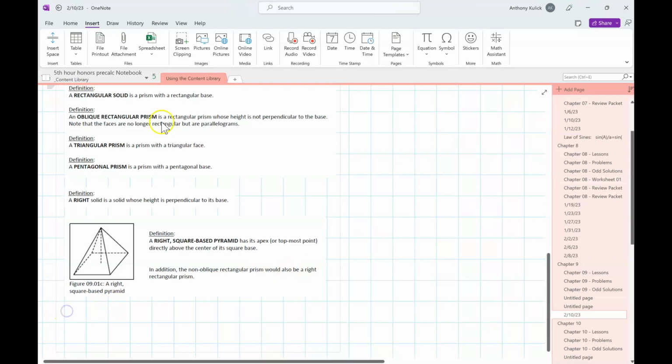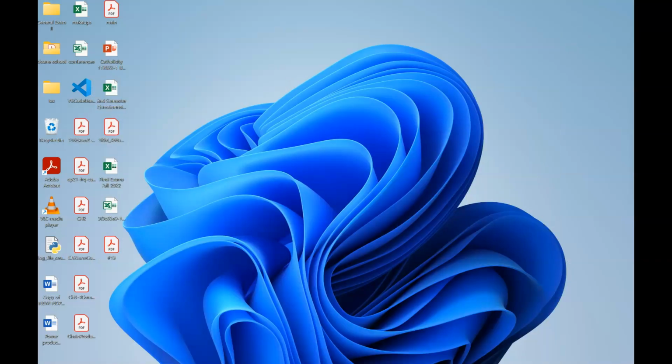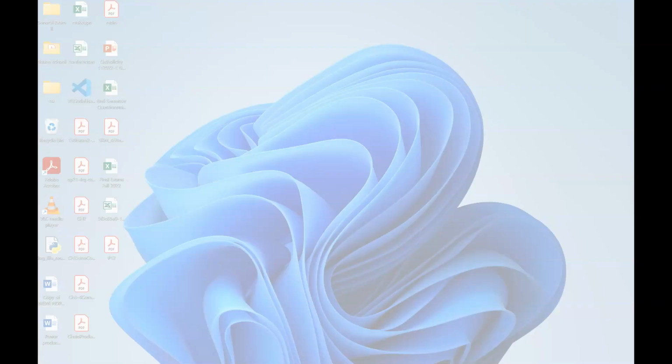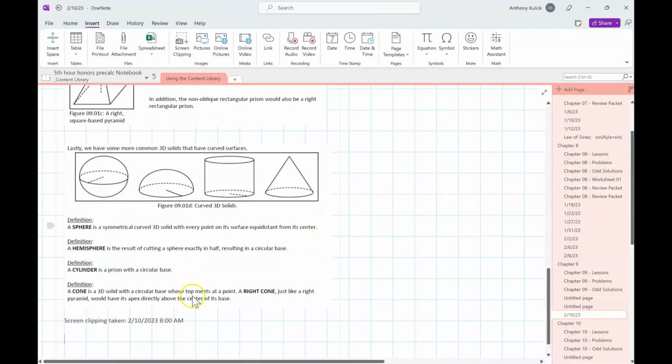Let's see, what other 3-dimensional figures do we have here? We have these 4. The one on the left is a sphere, and this one that's half a sphere is a hemisphere, and then we have the cylinder, which we've already mentioned, and this guy over here is a cone.